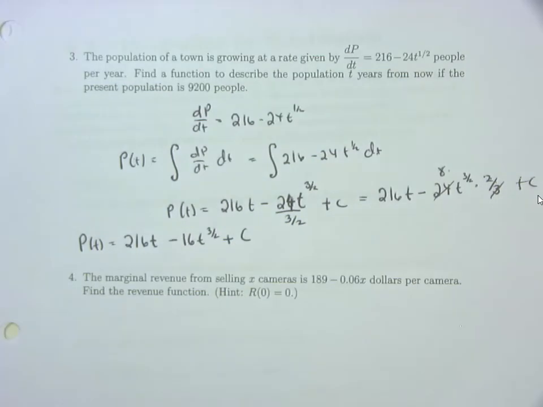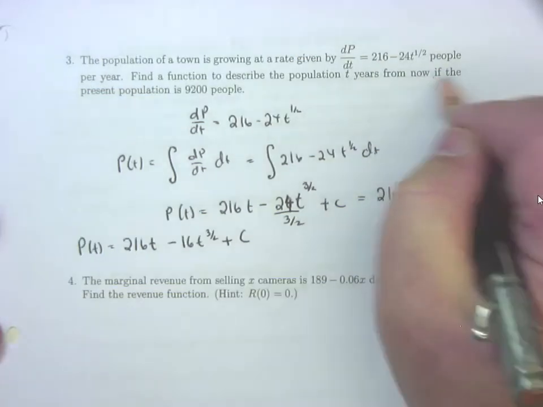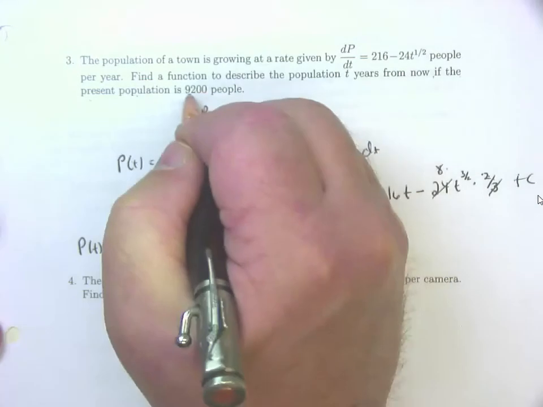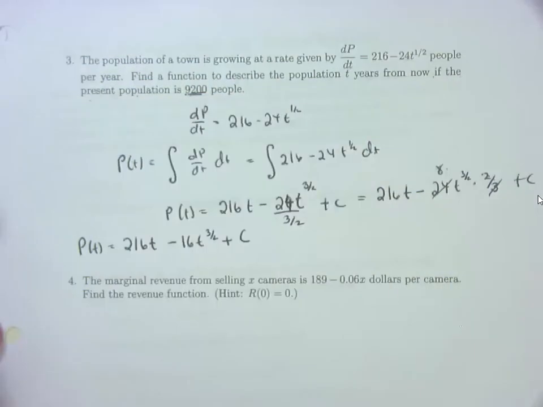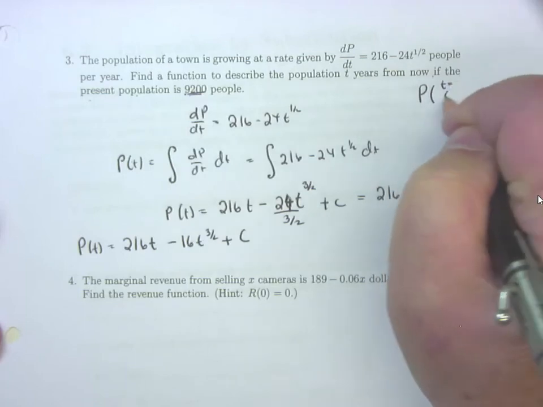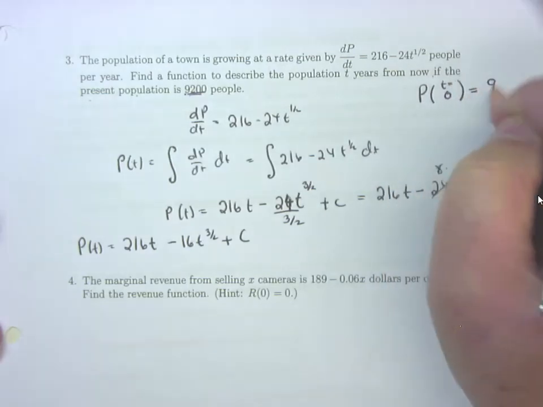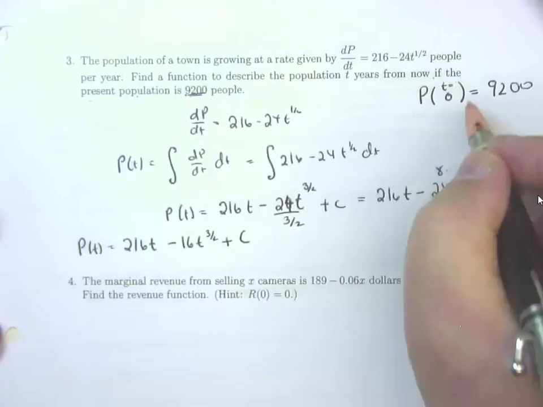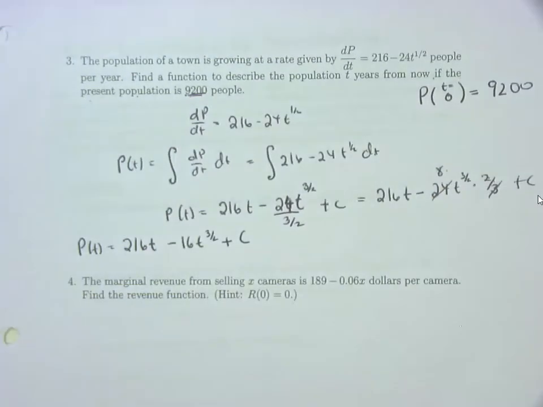But they wanted the original equation. There's another little piece of the puzzle they gave you, and it's right here. If the present population is 9,200, that means the population at time equals 0 is 9,200. That initial condition, the present population is 9,200, is used to find what C is.